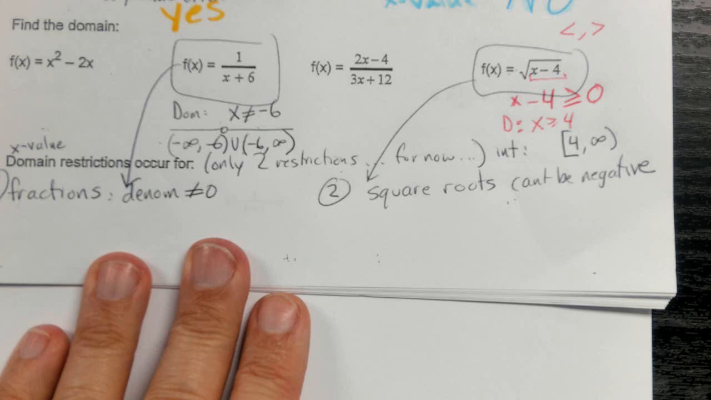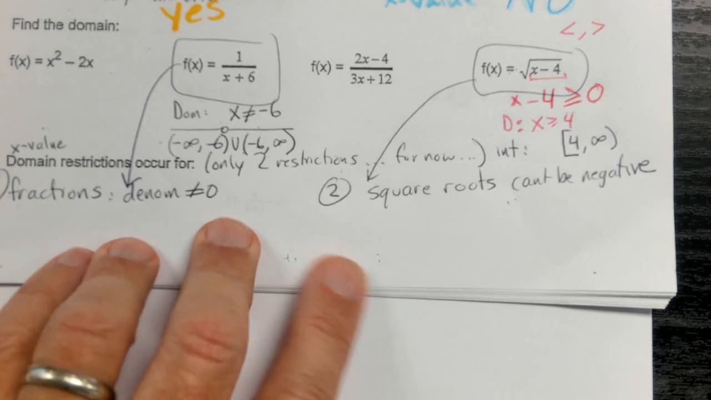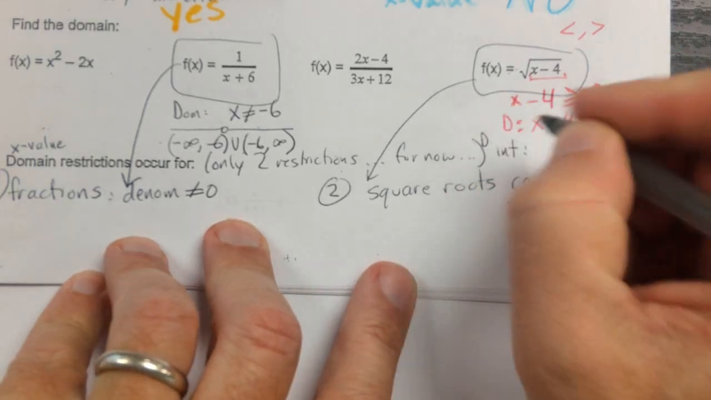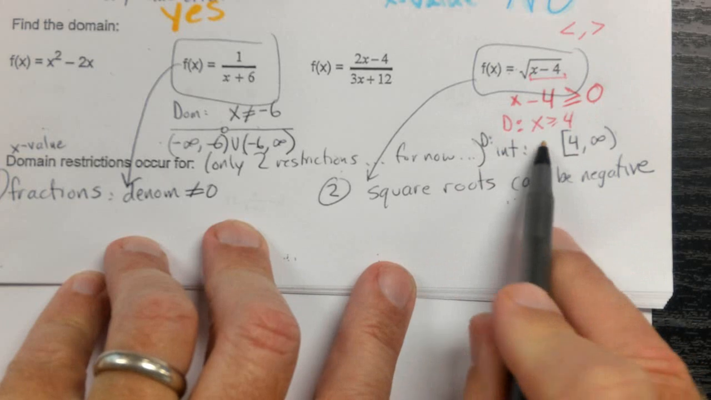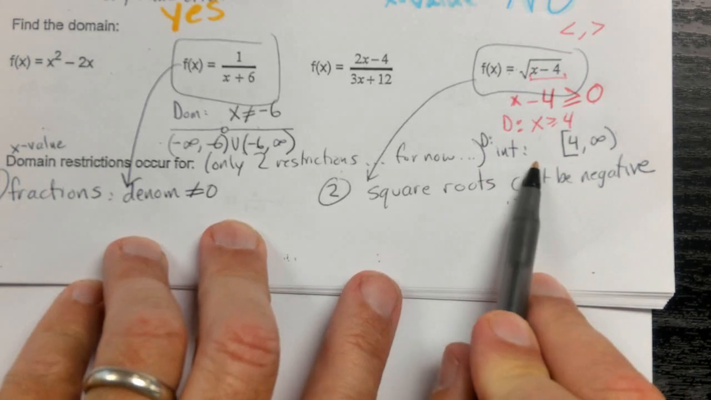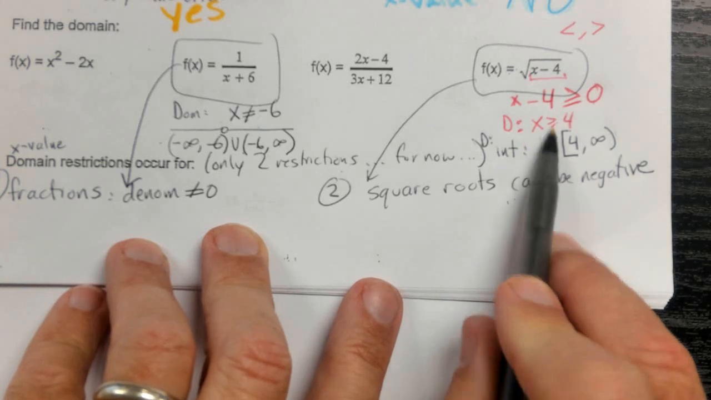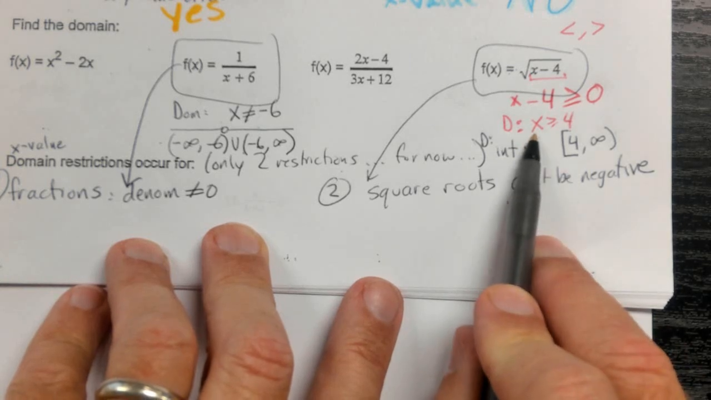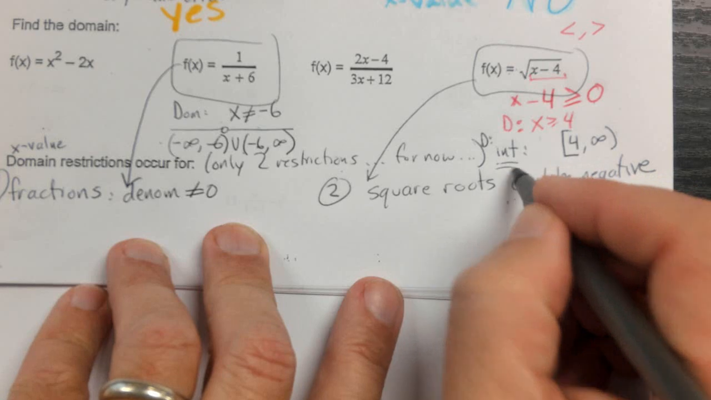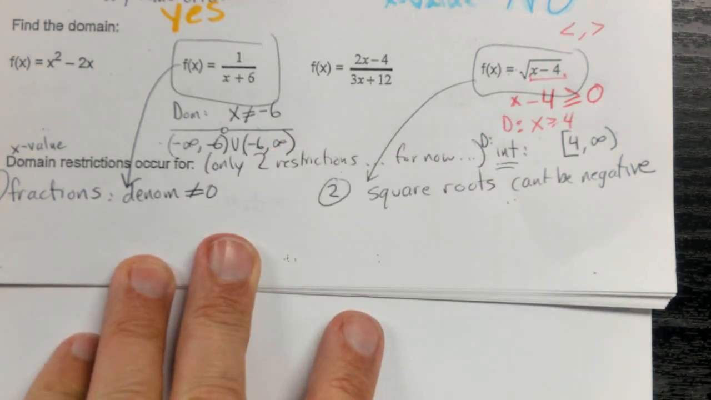Bracket on the 4 to include it, parentheses on infinity because we never include infinity. You can't get there. That's the domain. So that's two different ways to write the domain. You can write it as an inequality, you can write it as an interval. And if I don't specify which way, then it doesn't matter which way you write it. If we do specify, we usually specify it as an interval because that's the fancier way to go.